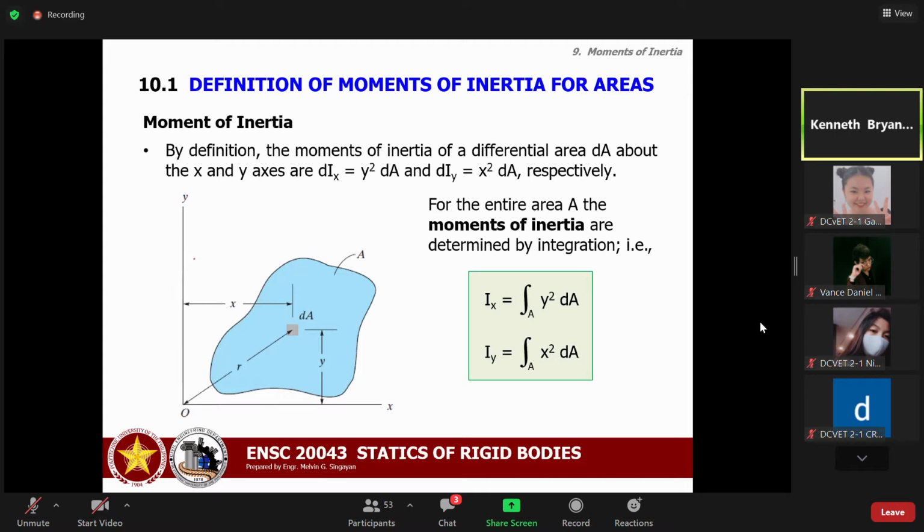So if you want to get the moment of inertia for the entire area, it can be determined by integration. Say Ix, the moment of inertia about the x-axis, is equal to integral of y squared dA, while Iy is equal to integral of x squared dA. So take note, it is in the domain of the area.